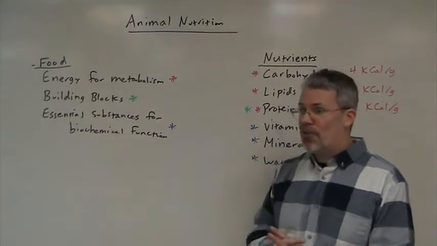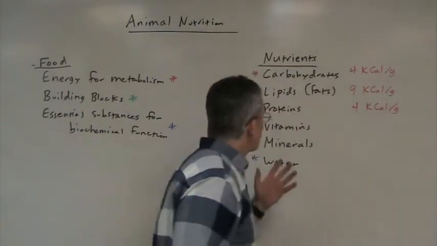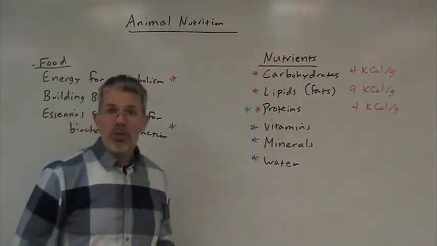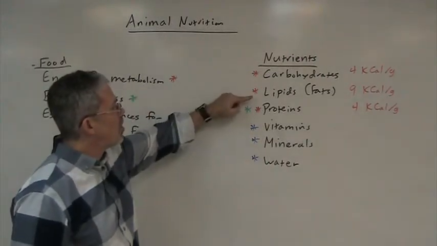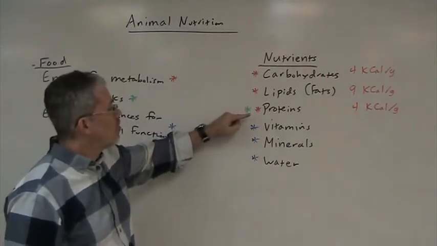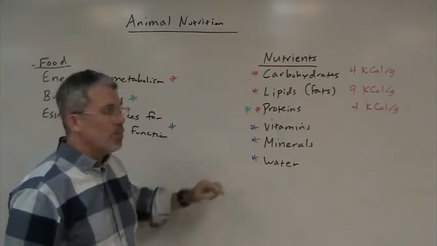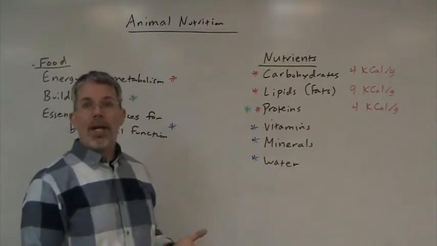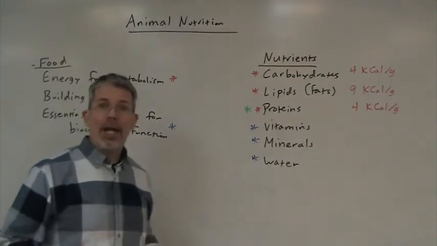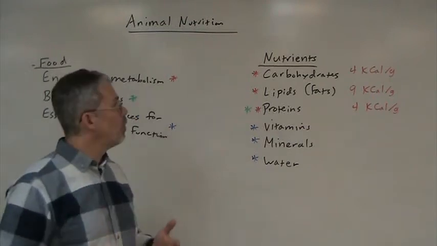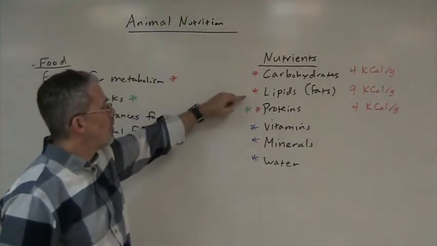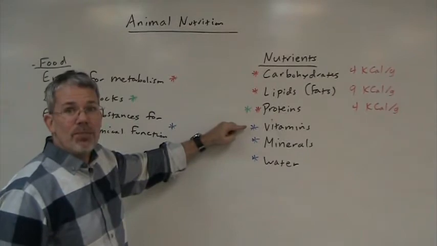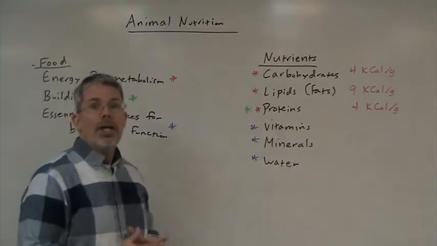normal biochemical function. Now, jumping to the punchline, there are 6 categories or classes of nutrients: carbohydrates, lipids (fats), proteins, vitamins, minerals, and water. Some of these are organic and some are inorganic. Of course, organic ones are those that are carbon-based. That includes the carbs, the lipids, the proteins, and the vitamins. Minerals and water are inorganic.